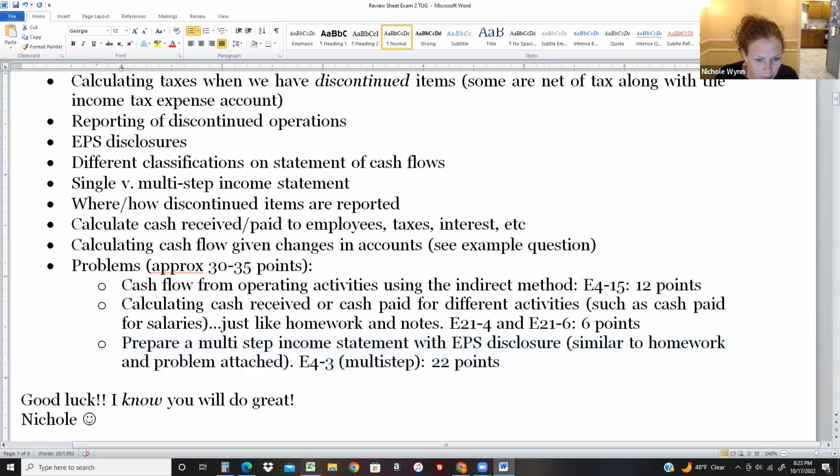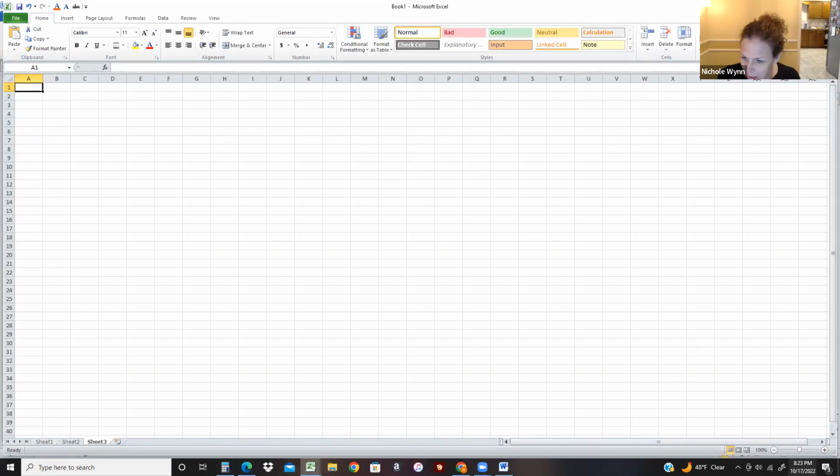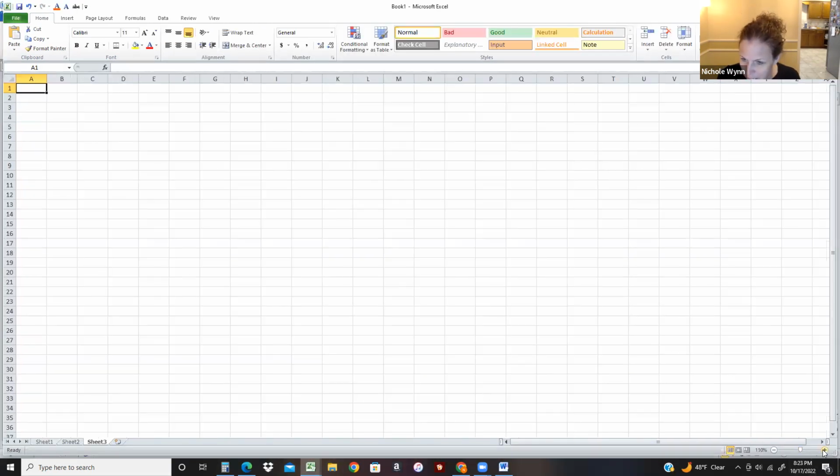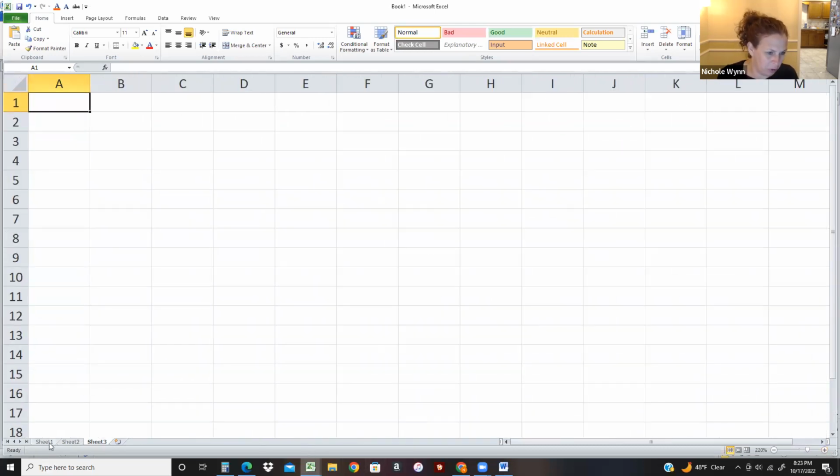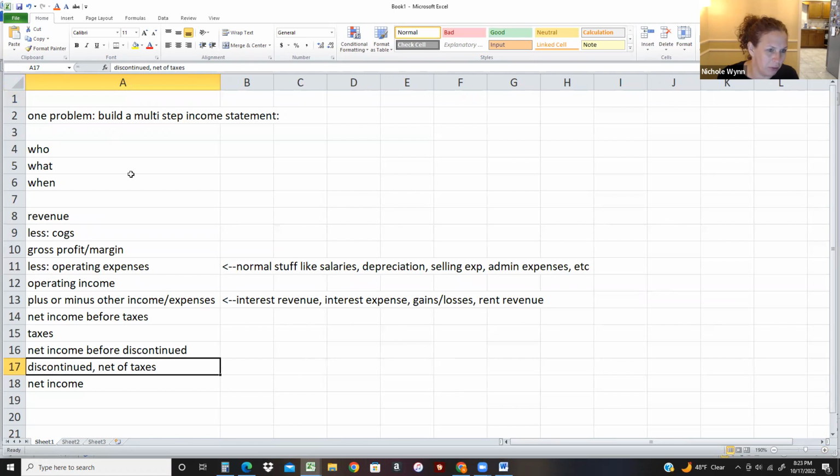Let's go to just a blank Excel. This first tab here was what the multi-step income statement looks like. So this is a 22-point problem.